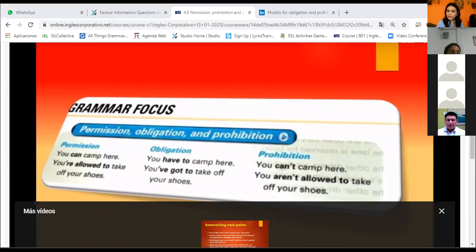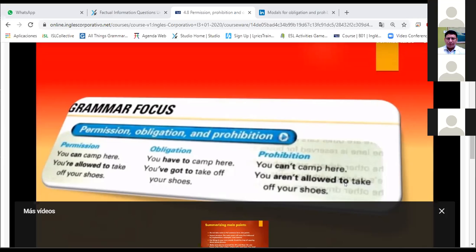Yes. You understand that? And again, Jenny, you have aren't, you have the be in negative plus allowed to when you talk about prohibition. Yes? Okay. You guys understand, everybody? Everybody understood? Annie, you understand the three options that we have today, permission, obligation, and prohibition? I think yes, teacher. All right, very good. Ellie, what about you? Walter, Carlos? It's okay, teacher. Excellent, Ellie. Very good.